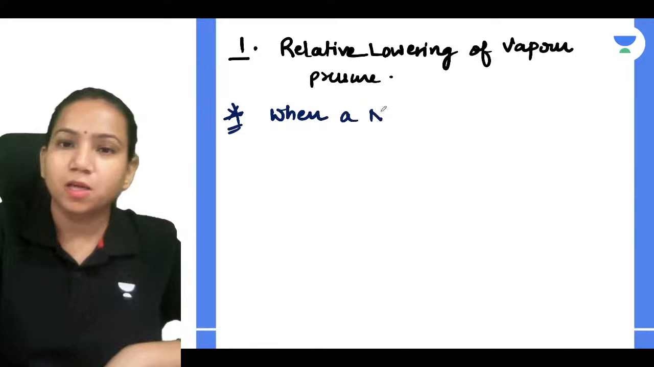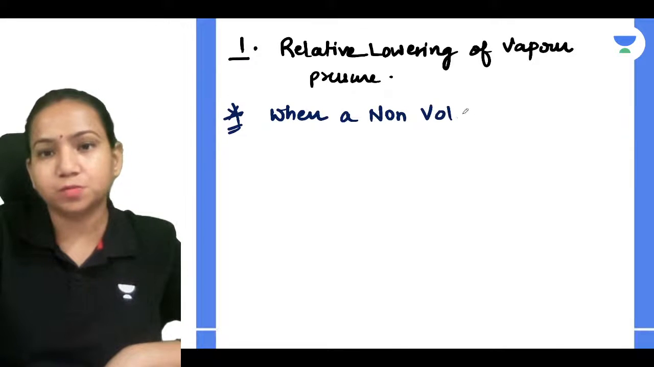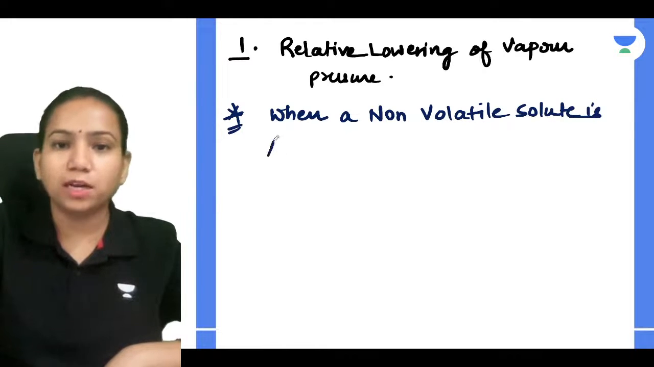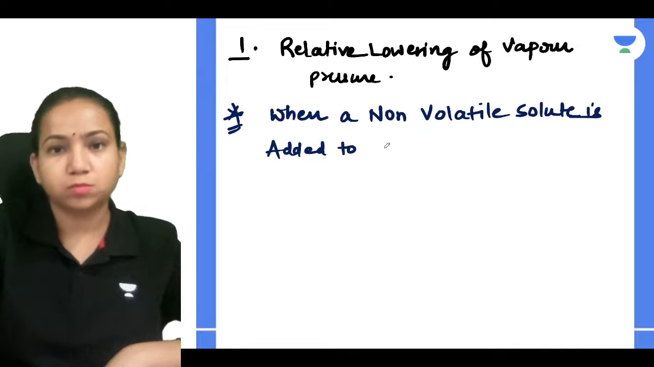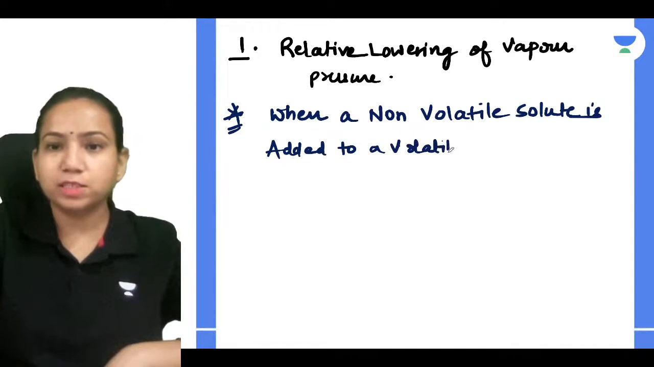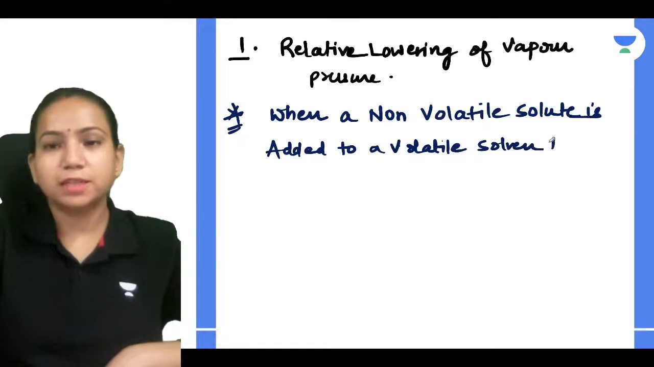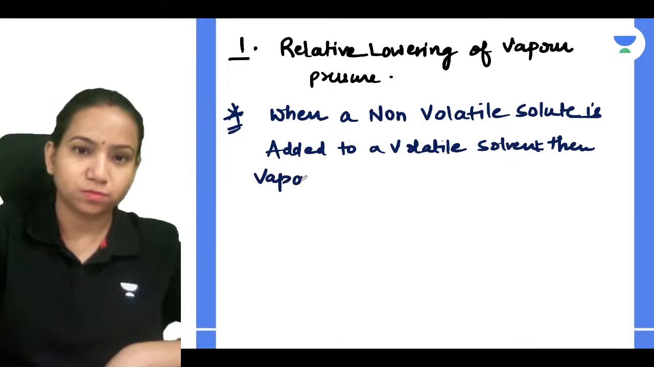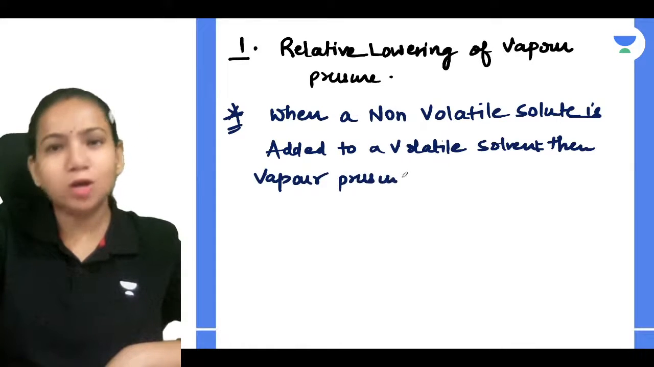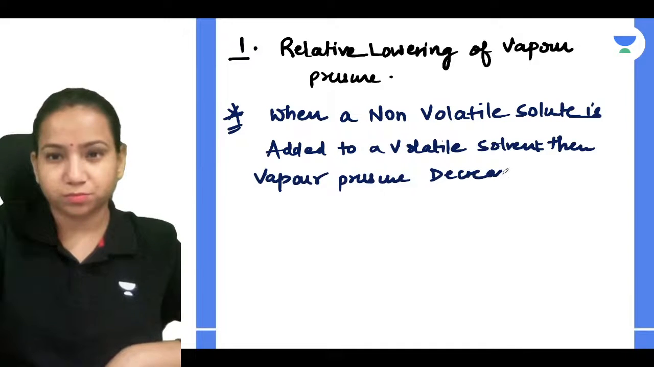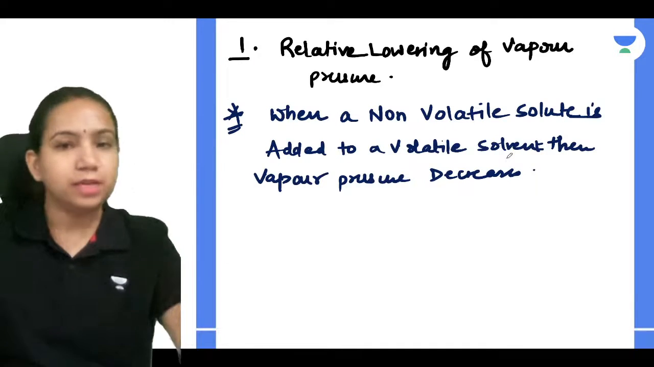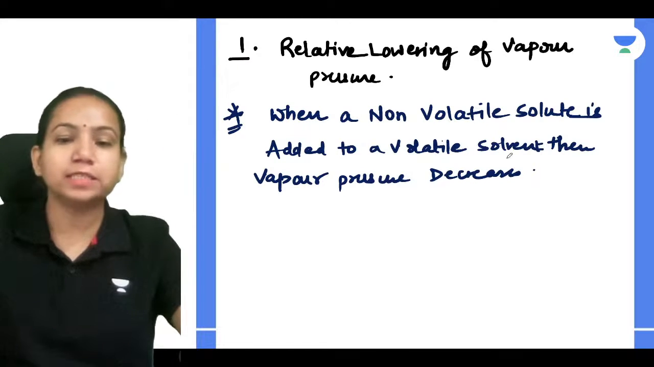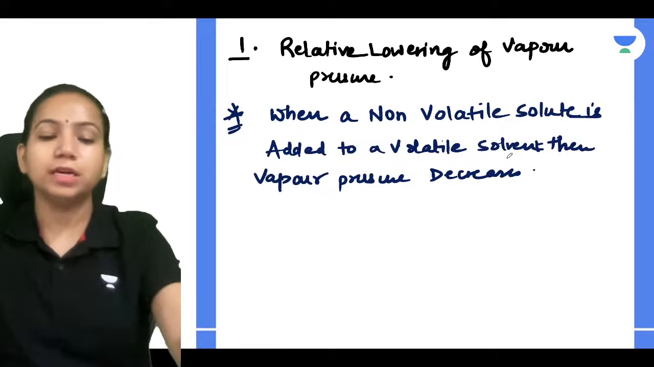So what I can write: when a non-volatile solute is added to a volatile solvent, then what is seen, guys? Then vapor pressure decreases. Very good. So this is what relative lowering of vapor pressure says, guys. Now how can we relate with it, how can we understand it?